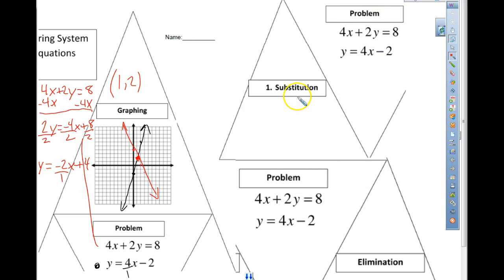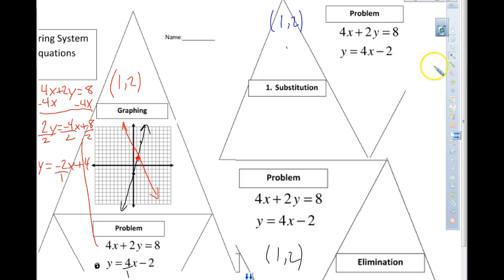What should the answer be for substitution? What should the answer be for elimination? Yeah, 1, 2. So as long as you do the first part correctly, you know the answers for the other ones. It's just a matter of showing the work and doing it correctly. Because we're solving one question, they're all the same, so obviously you have to get the same answer.